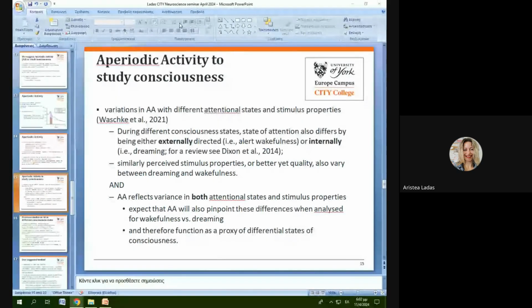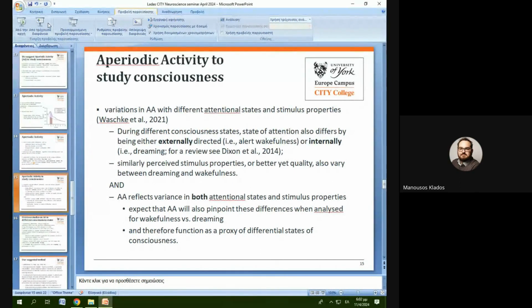Can you see that? Yes, we can see that. Can you make it in presentation mode? Yep.